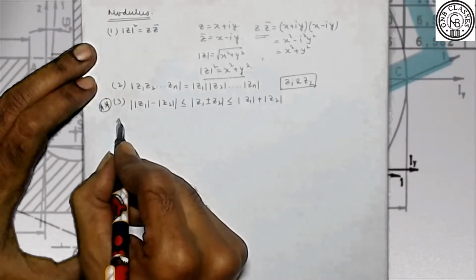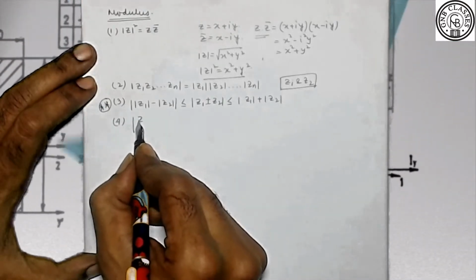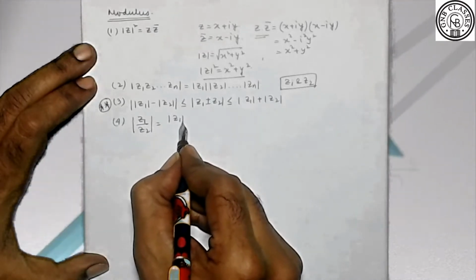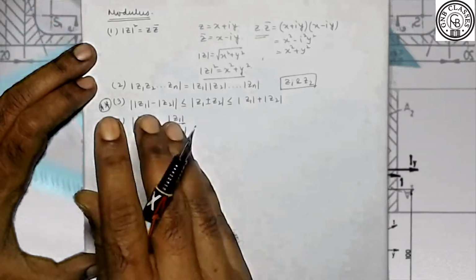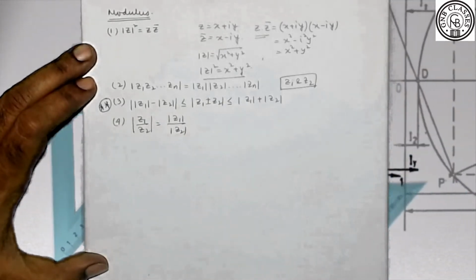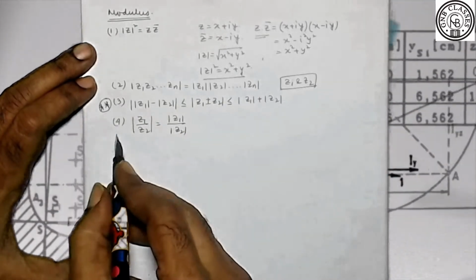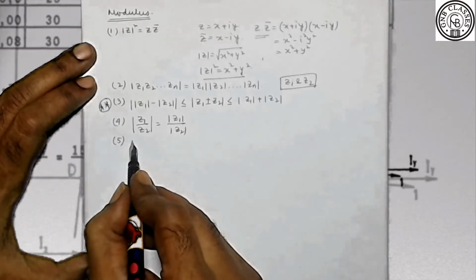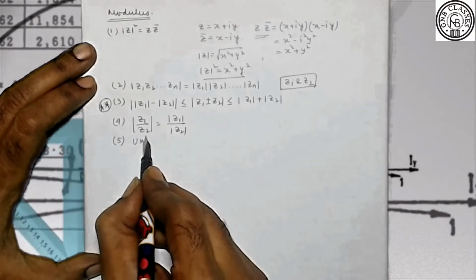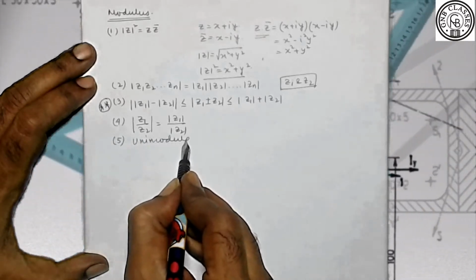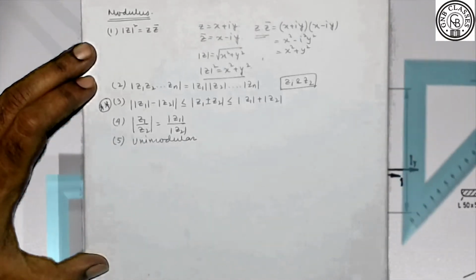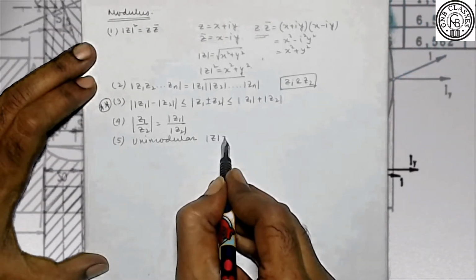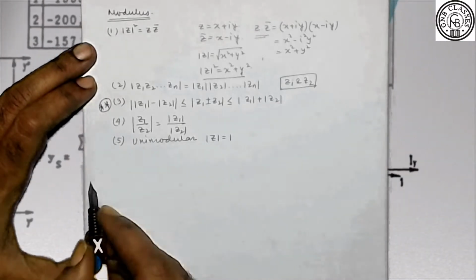Number 4. Modulus of z1 by z2 can be written as mod of z1 by mod of z2. I'm not going for its proof part. You can do this proof by yourself. It's pretty simple. Number 5. You must remember this term called unimodular. Unimodular means the modulus is 1. What is unimodular? Modulus of that complex number is 1. That is called unimodular.